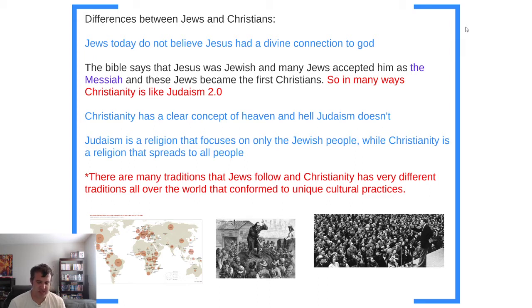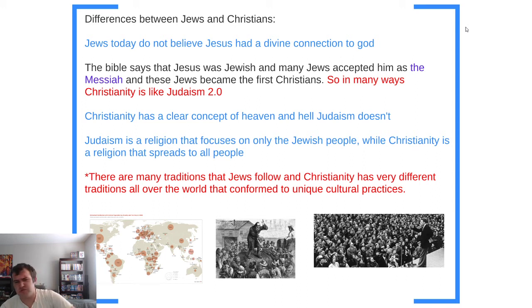Judaism is also a religion that totally focuses on the Jewish people. Judaism, they're not really out there seeking converts. They're not knocking on doors saying, become Jewish. Christianity, on the other hand, there's this almost desperation to reach as many people as possible because you want to save other people's souls.